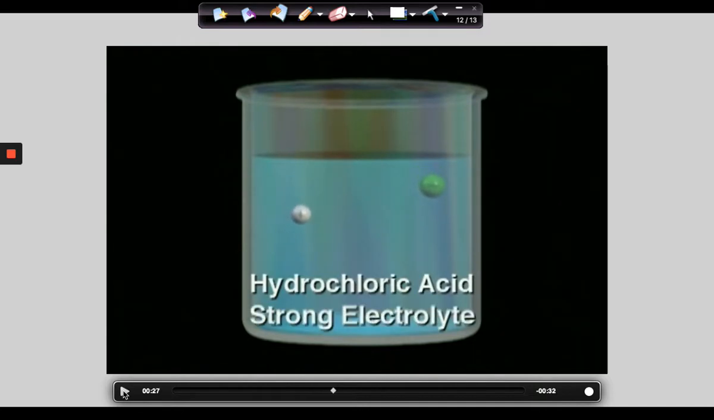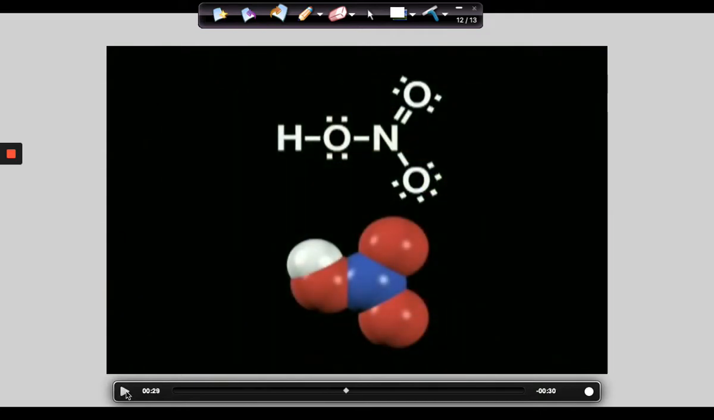Does all of that make sense? Questions? Strong electrolytes, strong acids. Nitric acid is strong or weak? Let's keep going.